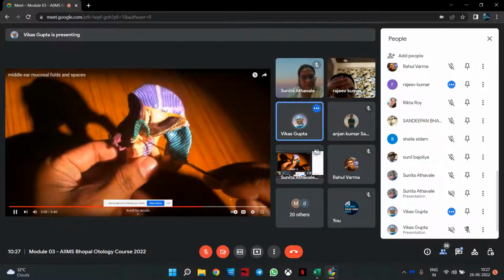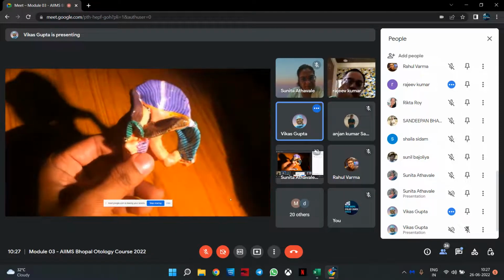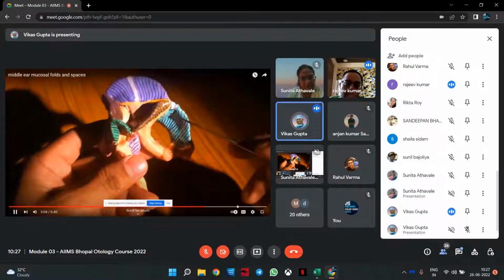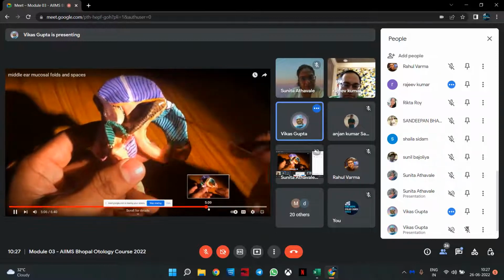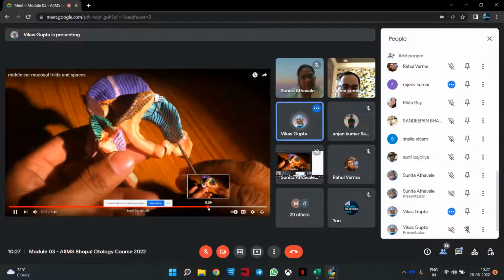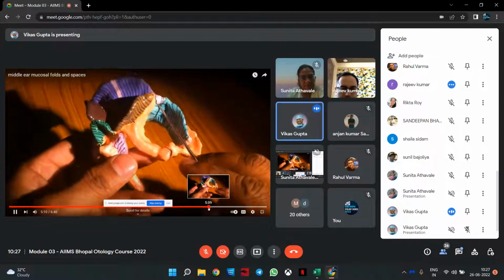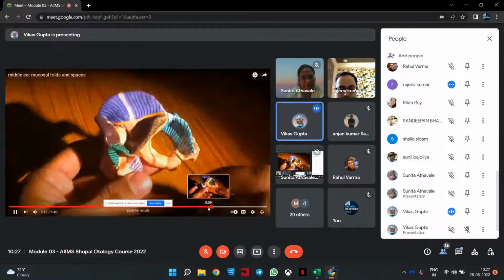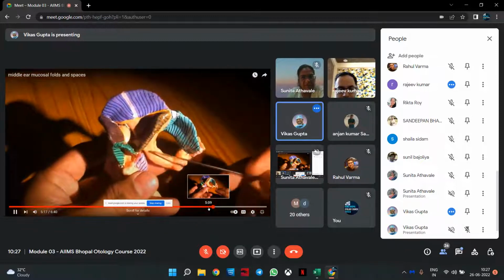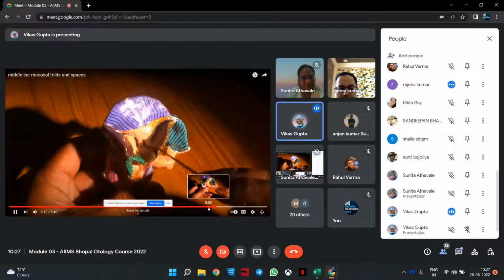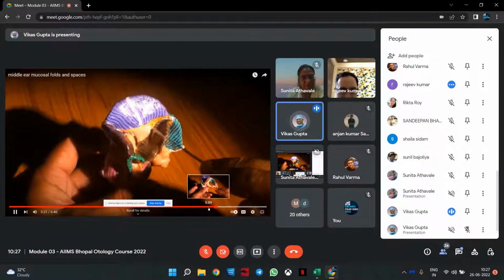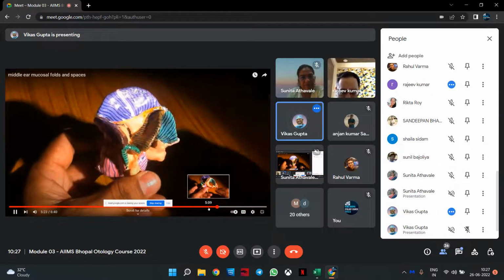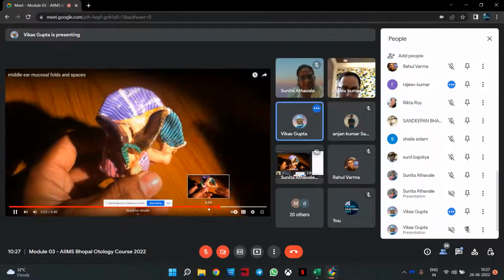And here we can see Prussak's space. So here we can understand cholesteatoma lying in the posterior region. It goes medially into the posterior epitympanic isthmus and enters into the epitympanum. It goes medial to the incus. And if the cholesteatoma lying in the posterior region goes through Prussak's space and enters into the superior incudal space, it enters into the antrum and goes to the mastoid region.